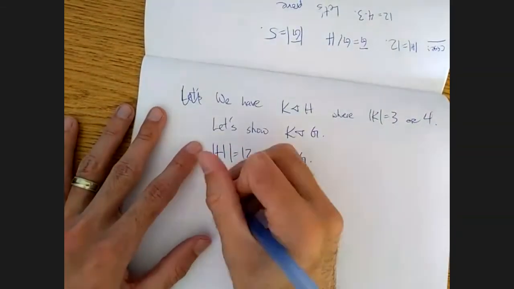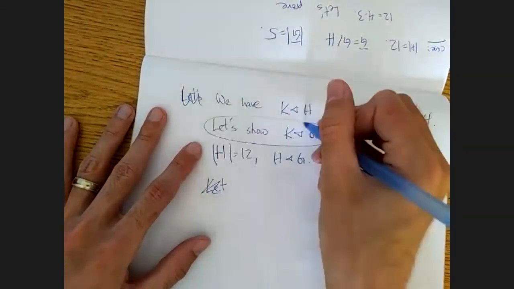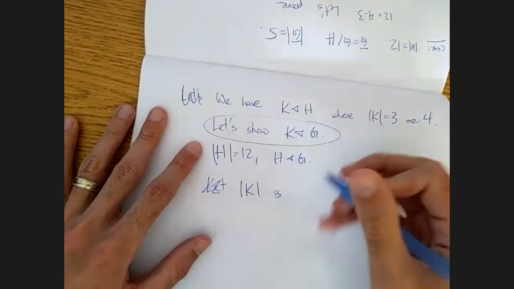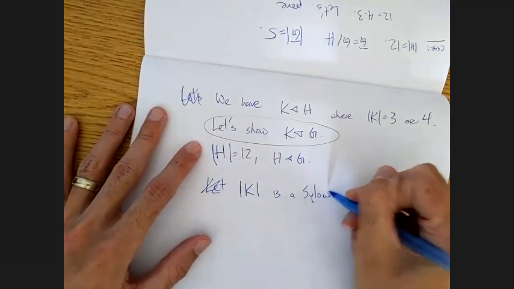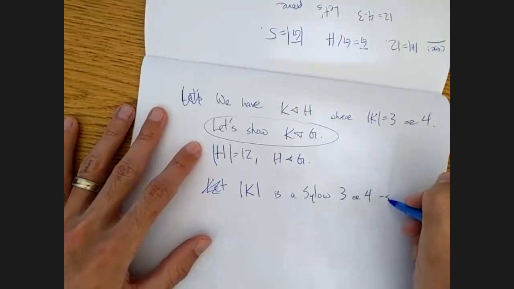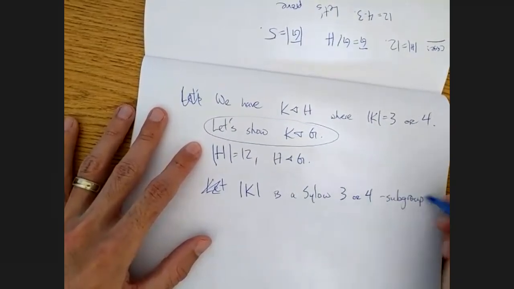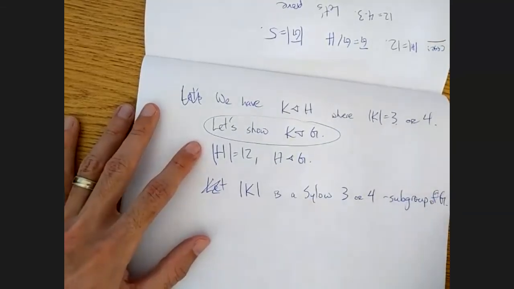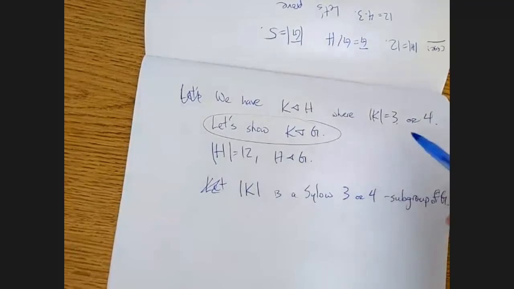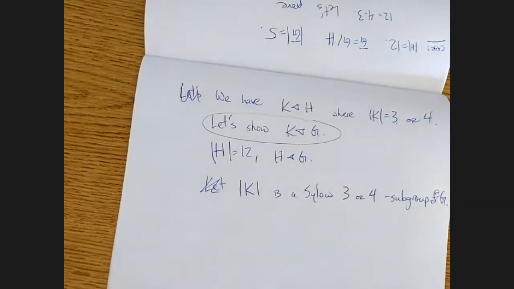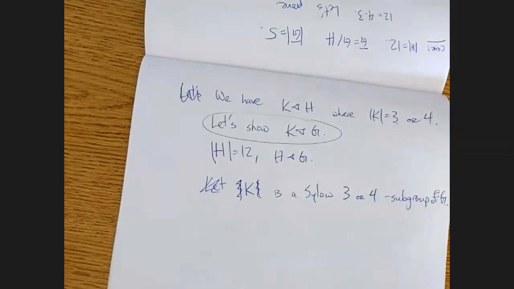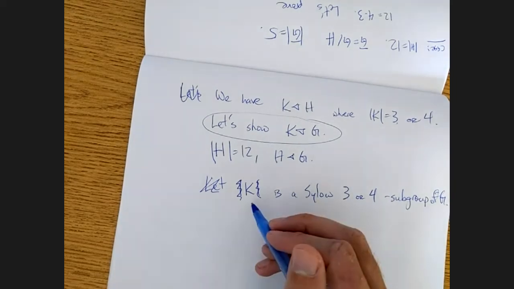So we're trying to show this. First of all, K is either a Sylow 3 or 4 subgroup of G, because Sylow 3 subgroups have order 3 and Sylow 4 subgroups have order 4 in G, and K has either that or that order. So K is either a Sylow 3 subgroup or a Sylow 4 subgroup. In either case, all the subgroups of that type are conjugate in G.